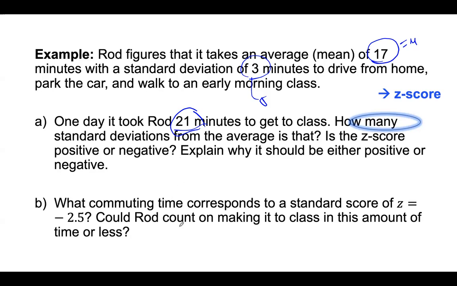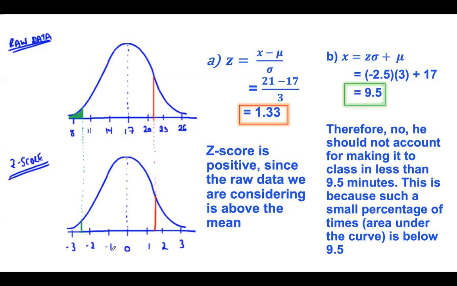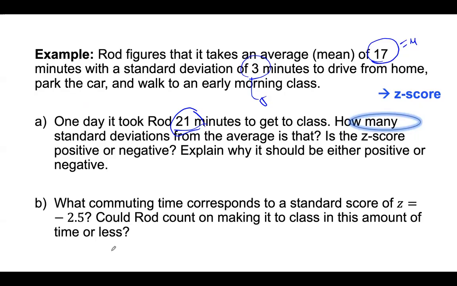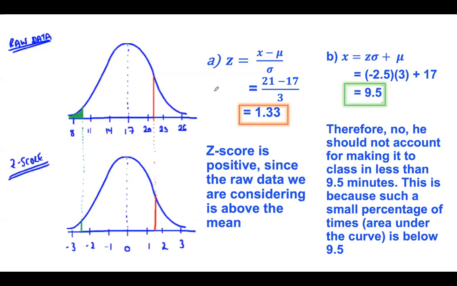The second question, part B here, is when commuting time corresponds to a standard score of Z equals negative 2.5, could Rod count on making it to class in this amount of time or less? So we have our mean, we have our standard deviation, and we have our raw data, X. So we could first compute A. Here, this is our A, as Z is equal to X minus mu divided by our standard deviation. We have 21 minus 17 divided by 3 and get 1.33.